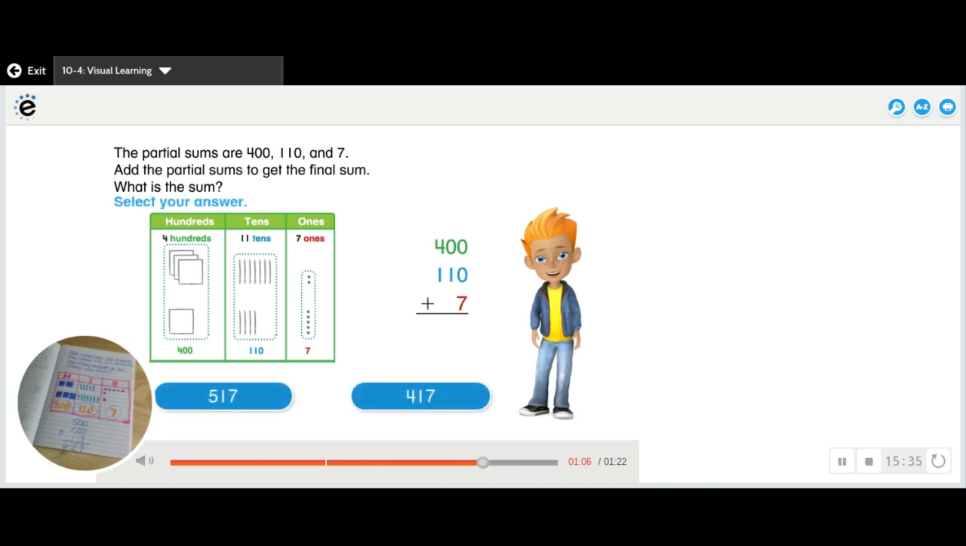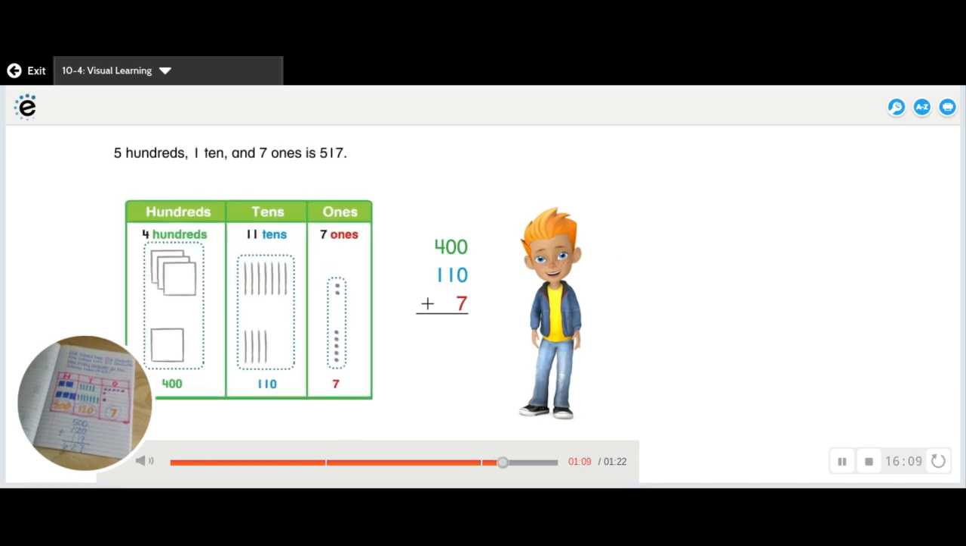Select your answer. All right, so when you look at your ones place, we have 0 plus 0 plus 7, which would give us a 7 here in the ones place. And then you have 0 plus 1 in your tens place, which would give us a 1 in our final sum's tens place. And then you would add your hundreds. 4 plus 1 would give us 5. So we should be picking 517. 5 hundreds, 110, and 7 ones is 517.